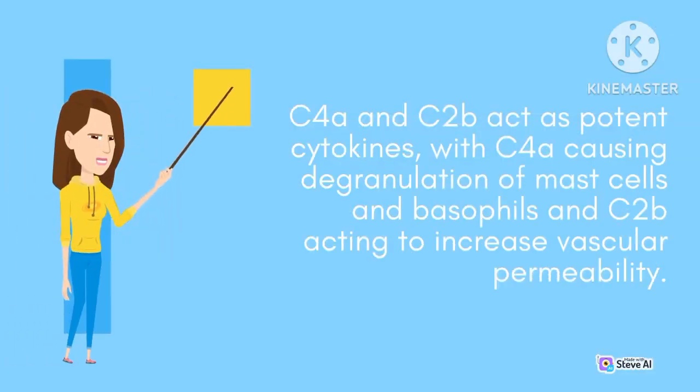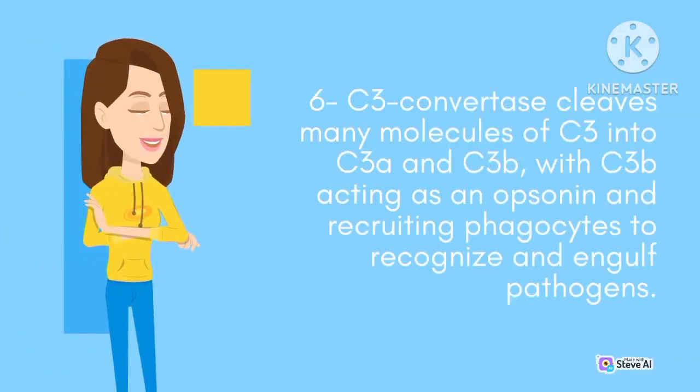C4a and C2b act as potent cytokines, with C4a causing degranulation of mast cells and basophils and C2b acting to increase vascular permeability. 6. C3 convertase cleaves many molecules of C3 into C3a and C3b, with C3b acting as an opsonin and recruiting phagocytes to recognize and engulf pathogens.